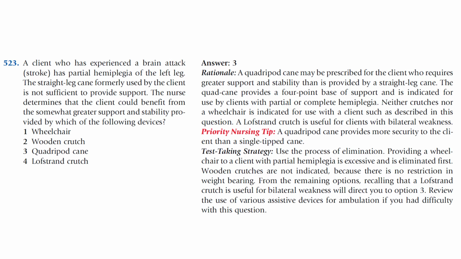Rationale: a quadrupod cane may be prescribed for the client who requires greater support and stability than is provided by a straight leg cane. The quad cane provides a 4-point base of support and is indicated for use by clients with partial or complete hemiplegia. Neither crutches nor a wheelchair is indicated for use with the client described in this question. A Loftstrand crutch is useful for clients with bilateral weakness.